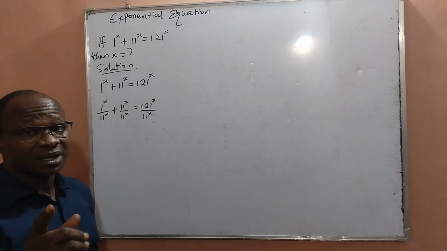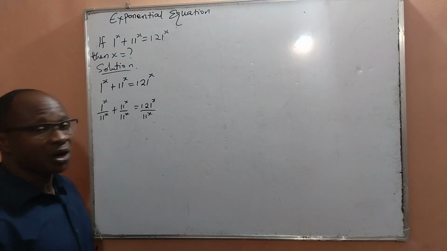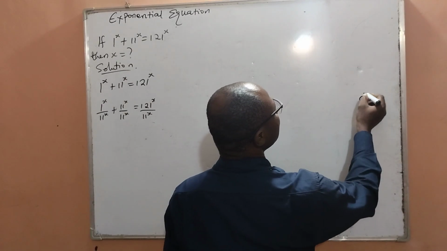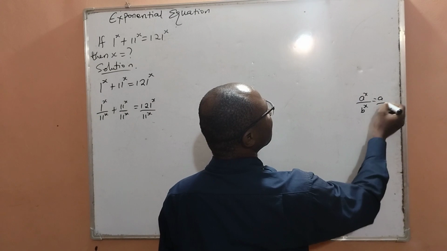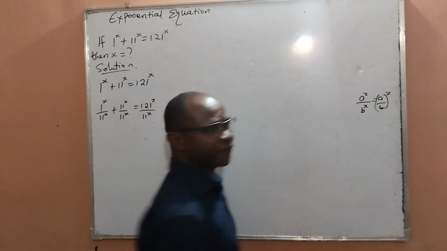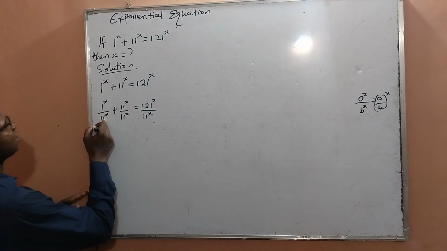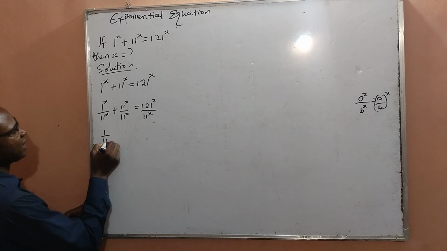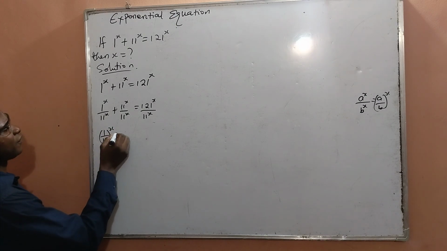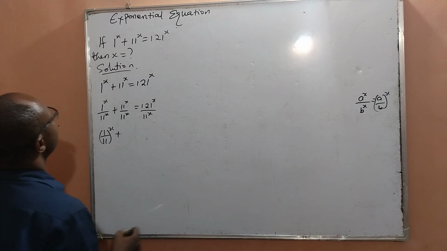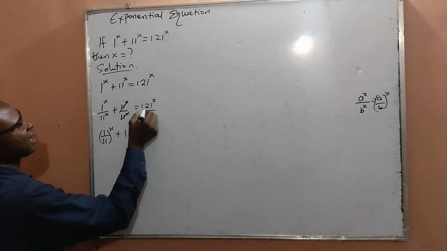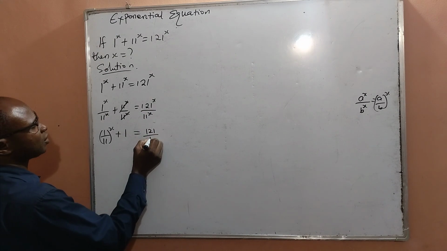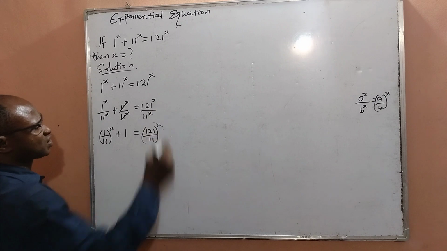Very good. Now, next thing I will do is to apply the law of indices, the exponential law. That is a to the power of x all over b to the power of x is equal to a all over b all to the power of x. Therefore, this is going to be 1 all over 11 both to the power of one common power, which is x. This place, two of them will cancel out to give me 11, and here will be 121 all over 11 all to the power of x.